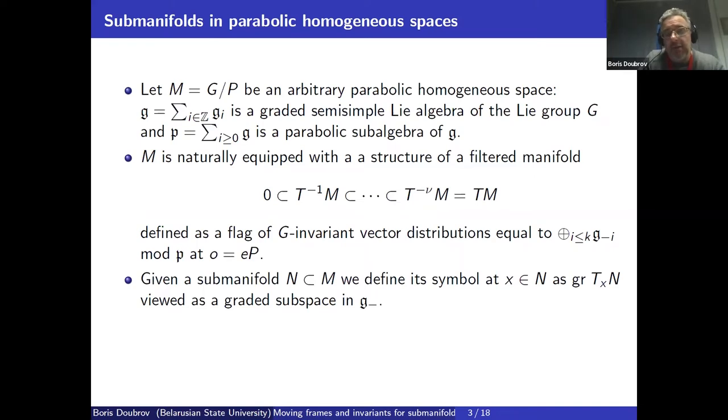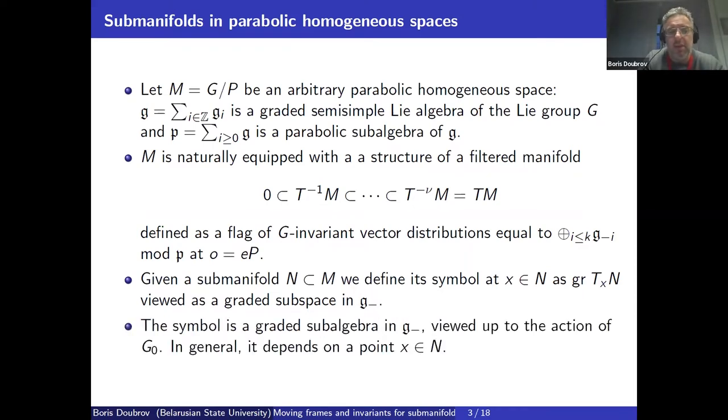We define a symbol of the submanifold at a point essentially by taking a tangent space to the submanifold and taking the graded space associated with this tangent space. Graded spaces at all points of the parabolic homogeneous space are identified with g minus via left shifts, for example. I recall that a symbol is not uniquely defined. It is only defined up to an action of G zero. In general, it depends on the point, and it is a graded subalgebra in g minus. It's very easy to see that this is not just a subspace, but a subalgebra.